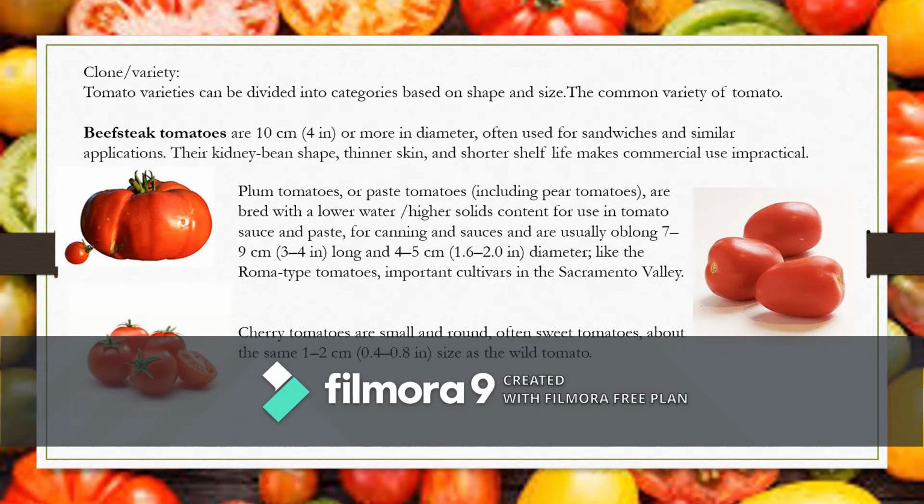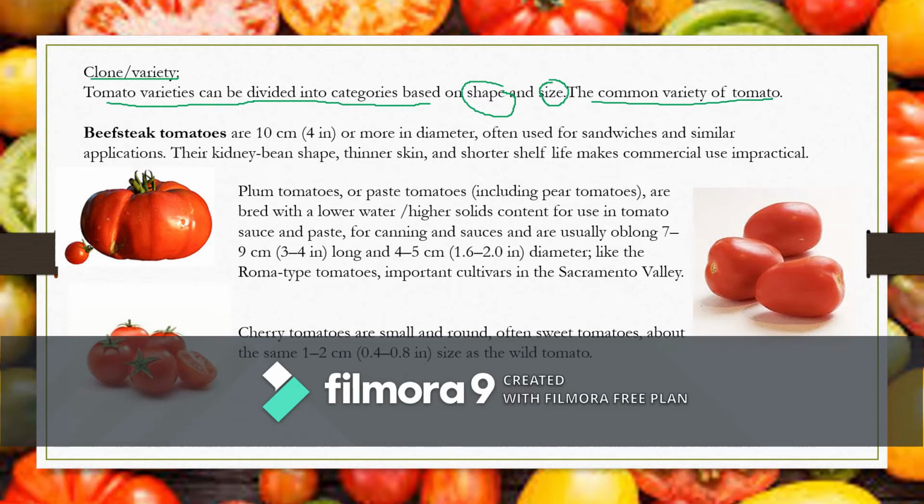Next, we move to the slide which is the clone and also variety of tomato. Tomato varieties can be divided into categories based on shape and also size. The common varieties of tomato are beefsteak tomato, plum tomato, and also cherry tomato. Okay, we move to detail each of the categories of tomato variety.